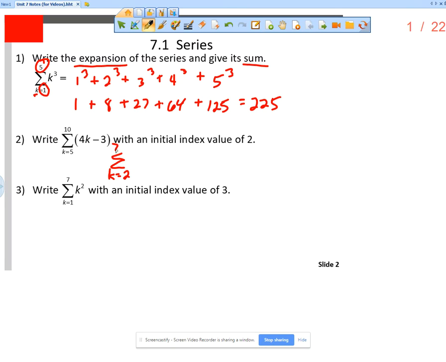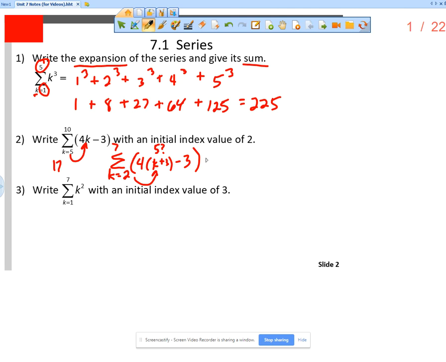Now, if I subtracted 3, what do I have to do to the 4k minus 3? Remember, if the first number I'm plugging in is 5 initially, I'm going to get 4 times 5 minus 3, which is 17, as my first value. But if I plug 2 in, how do I deal with that when I should have gotten 5? Well, I have to add 3 to k, then multiply that result by 4, and then subtract 3. So this would be the same summation, but with an initial index value of 2.